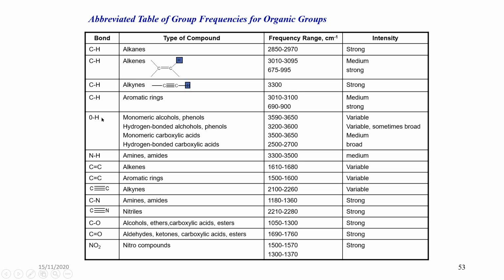But in case of OH, for alcohols, it is around 3500 to 3600. Then in case of carboxylic acids with OH bond, it is 3500 to 3650. Then if there is hydrogen bonding, it slightly lowers along with the formation of a broad peak.